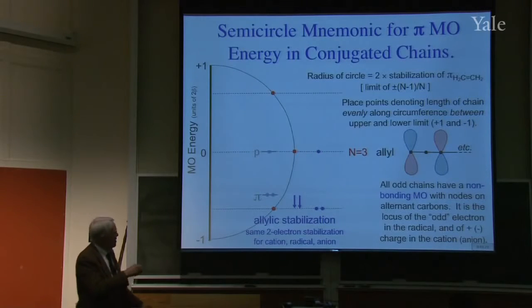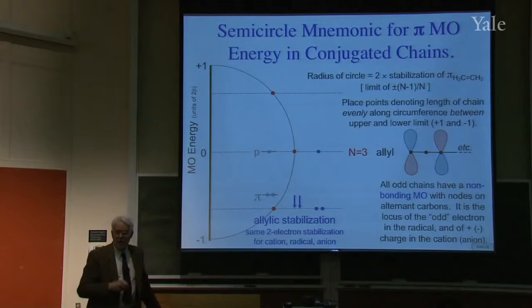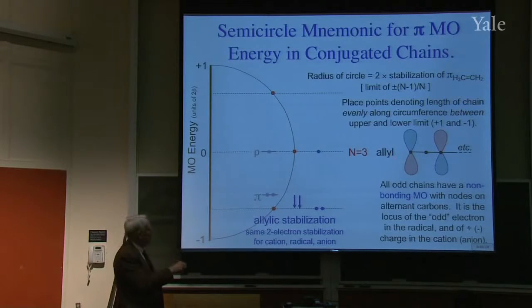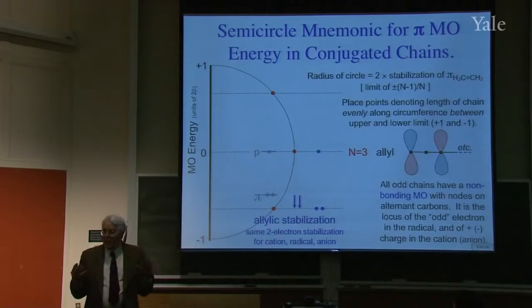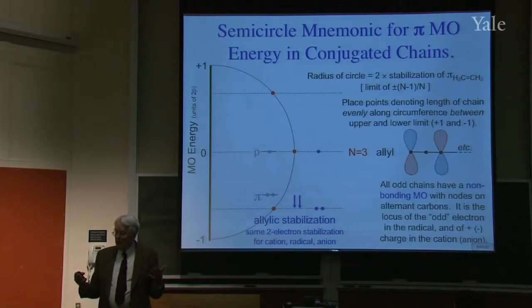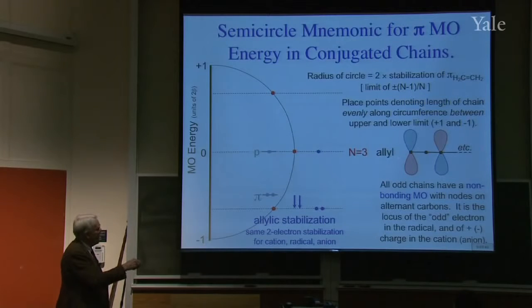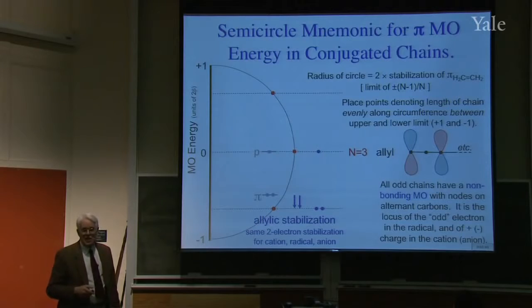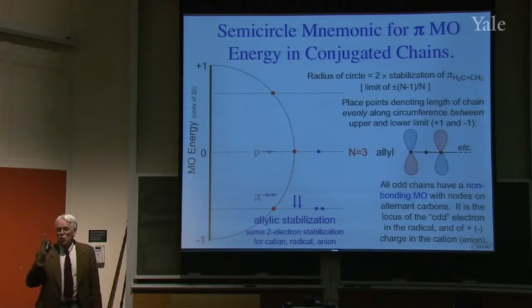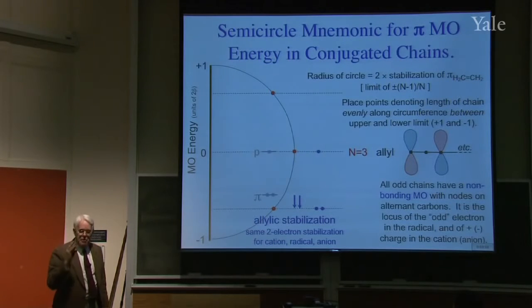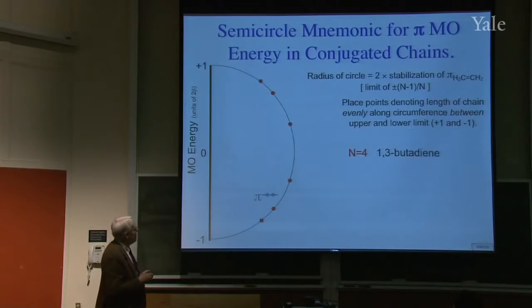And notice that in this orbital, there's no overlap between occupied atomic orbitals, right? They're far apart. So there's no interaction between them. Therefore, their energy will be the same as an isolated p orbital in this crude approximation, okay? So every odd chain is going to have an orbital that has the same energy as an isolated p orbital, and it's going to have a node at every other carbon, every second carbon, okay?